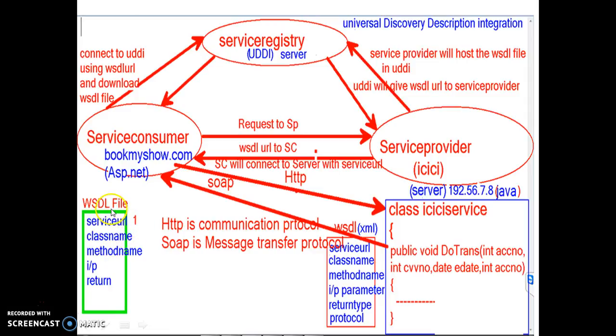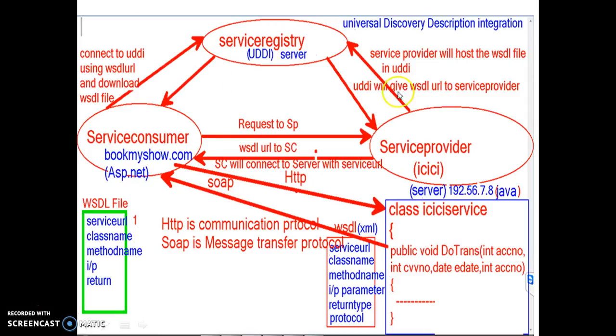So, the service consumer first will identify what? The service URL. And the service consumer will connect to the service through the service URL by using a protocol called HTTP. Here HTTP is called the communication protocol. It is used to create the communication between the service consumer and the server, that is the service provider. Is it clear? So it is called a protocol which is used to create the communication.